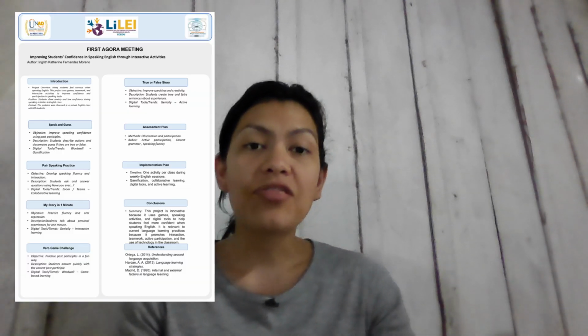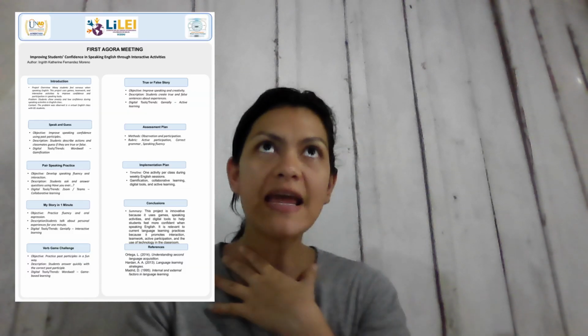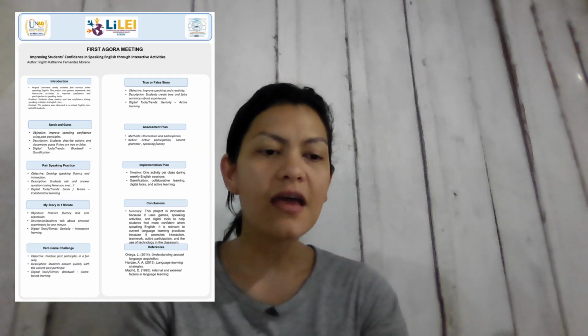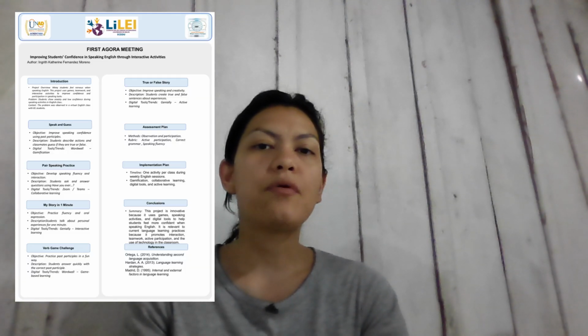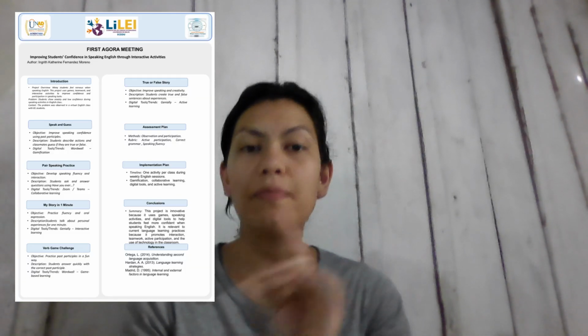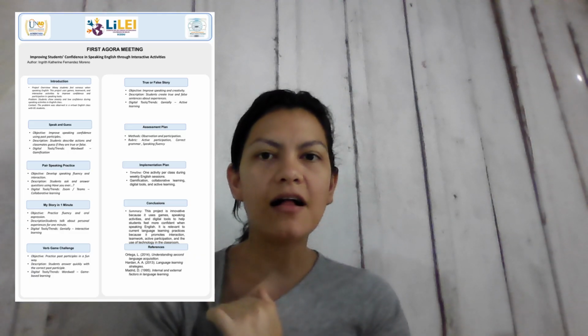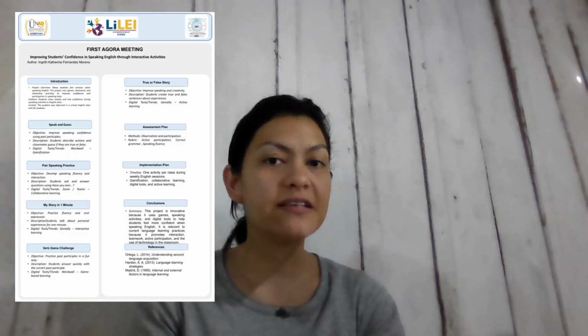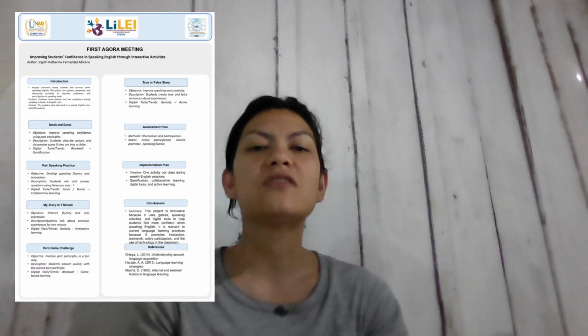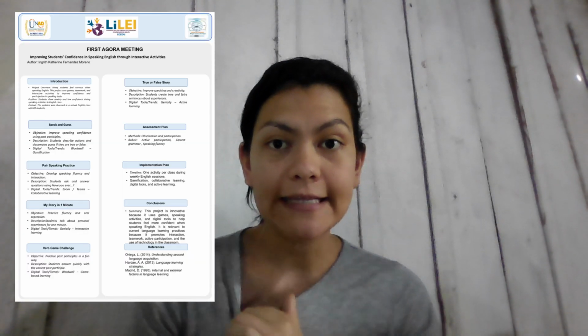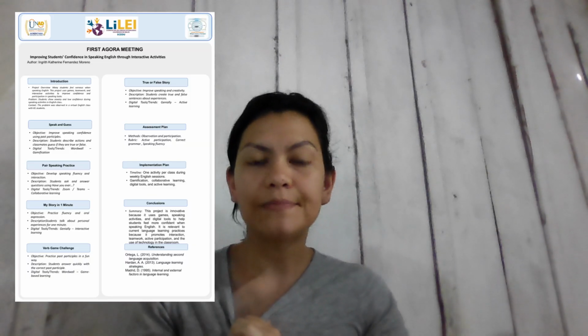Well, the third activity is called My Story in 1 Minute. The objective of this activity is to practice fluency and oral expression. In this activity, students talk about personal experiences for 1 minute. For example, students can talk about their family, hobbies, favorite memories, vacations, pets, or daily routines. This activity is an interactive learning strategy.